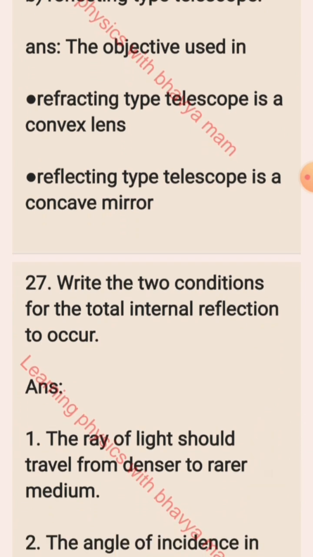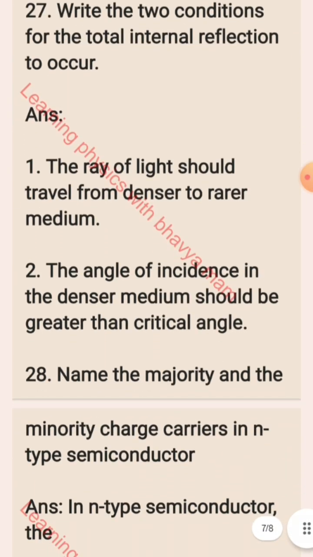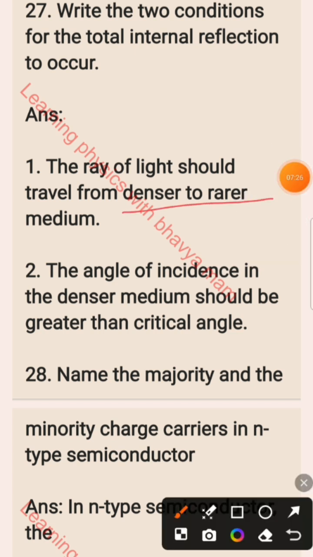Next, write the two conditions for total internal reflection to occur. Students, this is one of the important questions, so you have to practice this properly. The ray of light should travel from denser to rarer medium. This is very, very important. If you forget to write this, you won't get the mark. If you write rarer to denser, it is wrong. So, the ray of light must travel from denser to rarer medium.